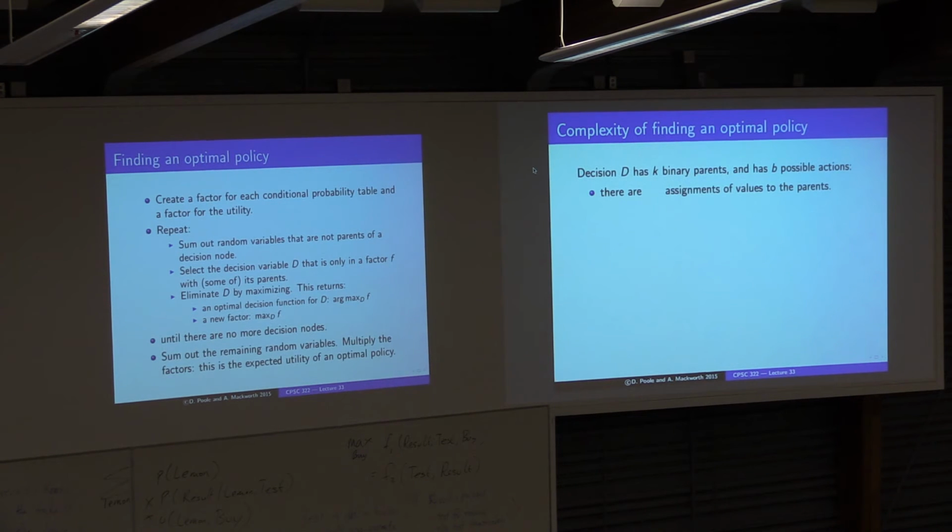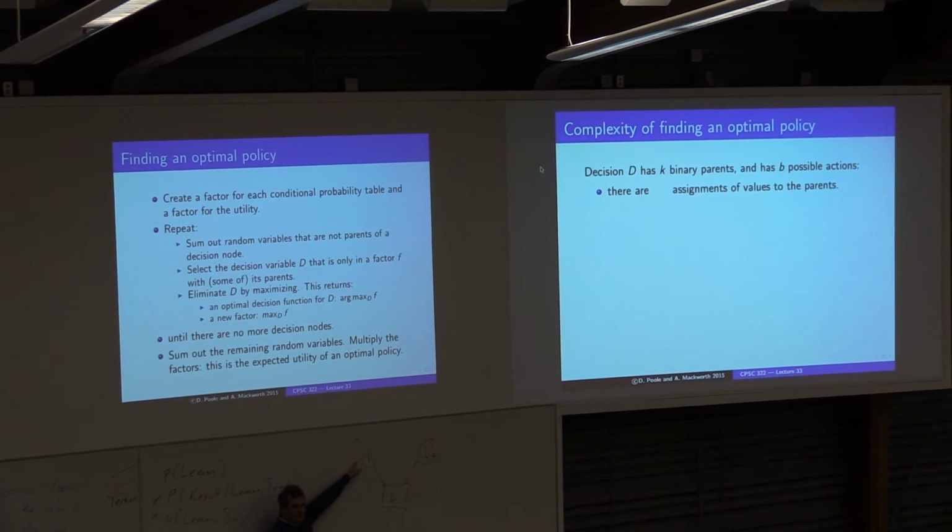So first of all, let's look at the complexity of this algorithm. We have a decision D that has k binary parents. So we have a decision node, D, and it has parents V1 up to Vk. The question is, how many assignments of values to the parents are there? Each of these is binary.